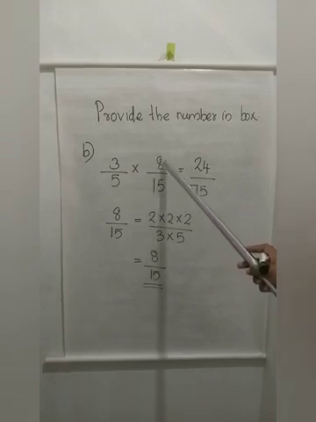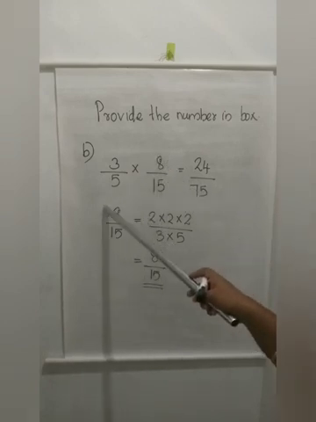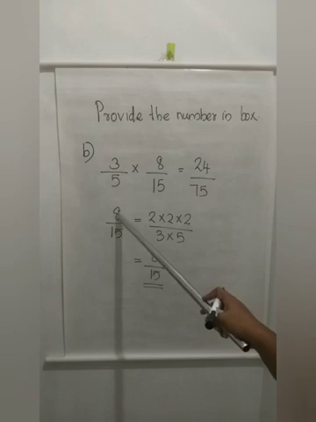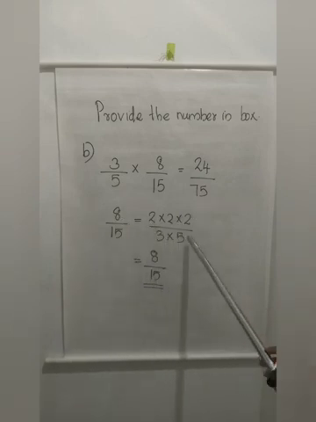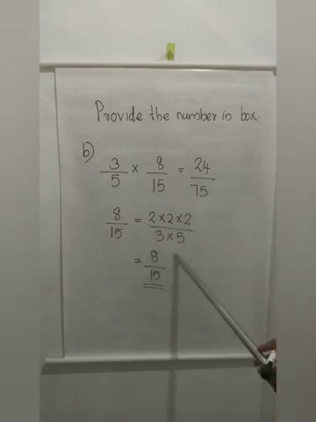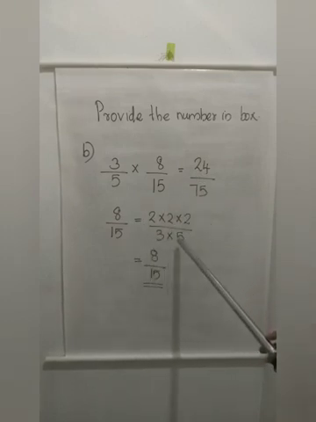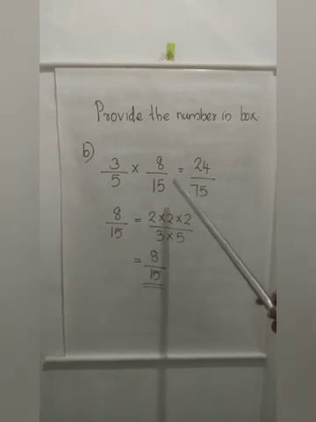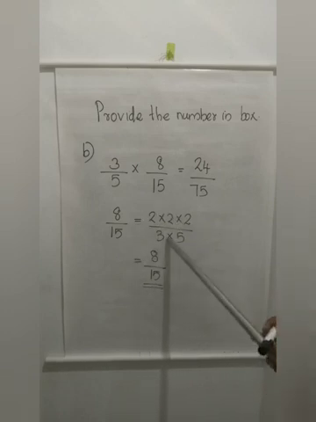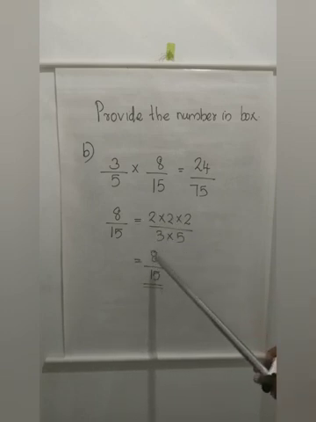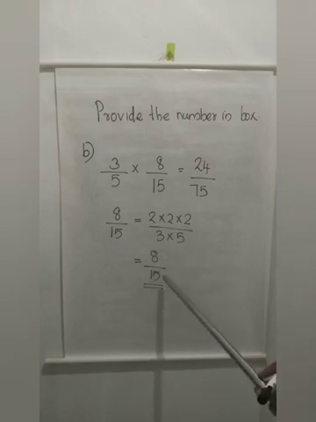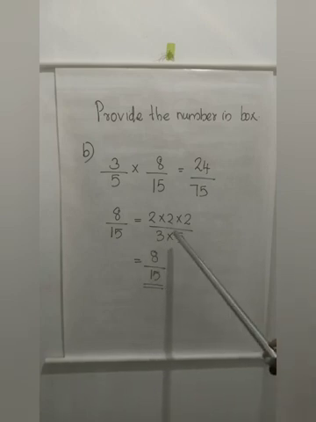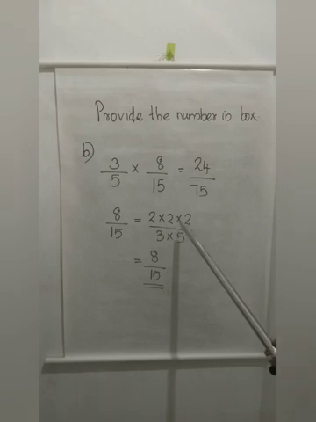Now we have to make it into the simplest form. So when factorizing 8 and 15, 8 I am writing as 2 into 2 into 2, and 15 as 3 into 5. Is there anything common between numerator and denominator? No. So we cannot make this 8 by 15 into a simpler form. This is the simplest form, 8 by 15. There is no common factor between 8 and 15.